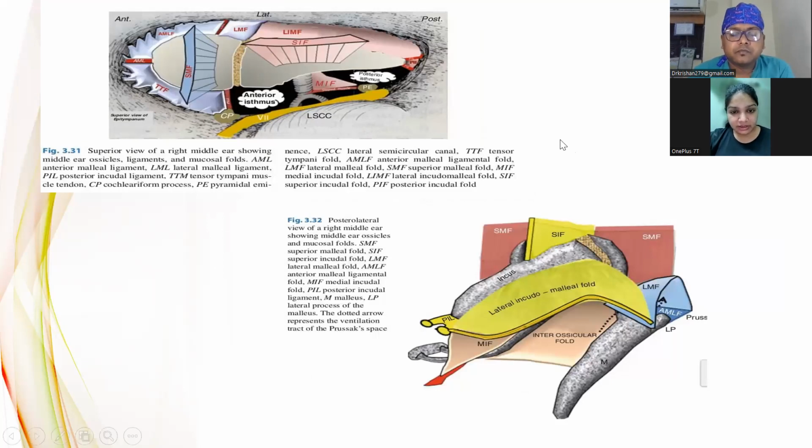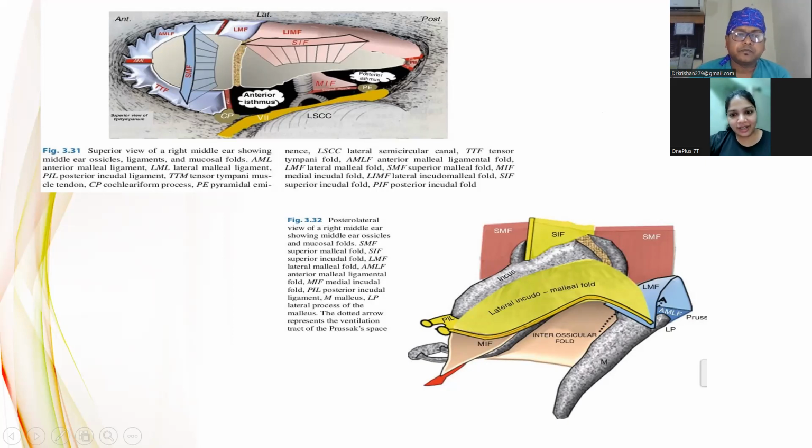Here also, in the second diagram, this is also a superior view of the right middle ear, showing the middle ear ossicles, ligaments and the mucosal folds. That is anterior malleolar ligament, lateral malleolar ligament, posterior incudal ligament, tensor tympani muscle, cochleariform process, pyramidal eminence, lateral semicircular canal, tensor tympani fold, anterior malleolar ligament fold, lateral malleolar fold, superior malleolar fold, middle incudal folds, the lateral incudomalleolar fold, superior incudal fold, and the posterior incudal folds.